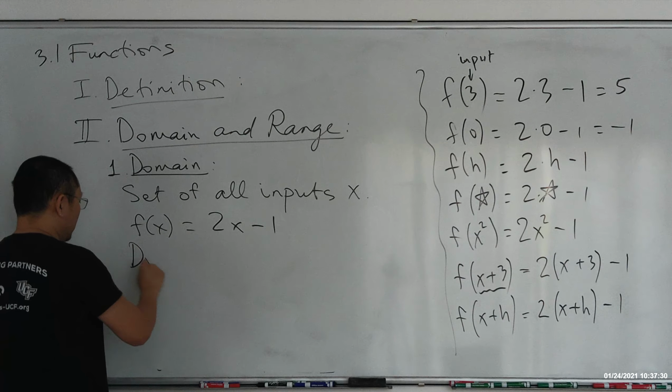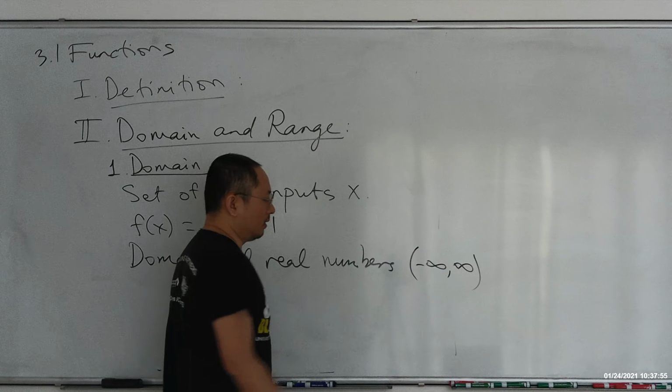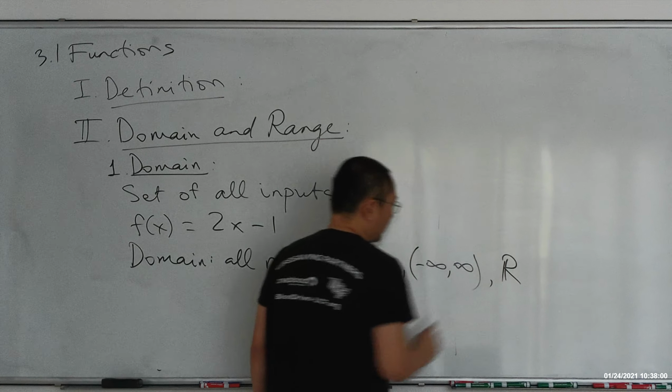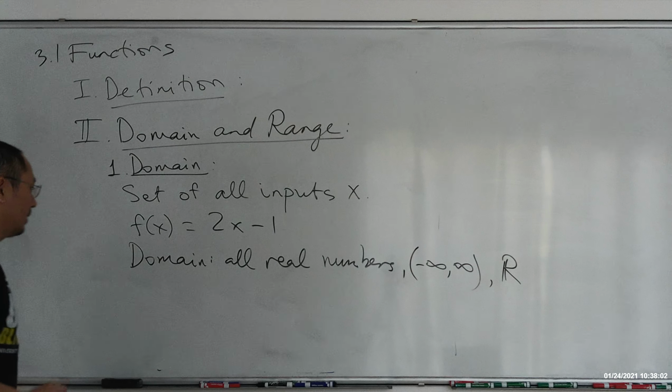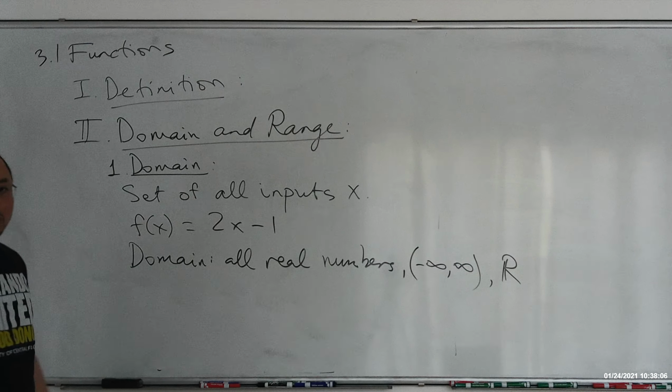Another way to represent all real numbers is to use interval notation: parenthesis negative infinity to positive infinity, or later on we just denote it by a capital R. It means all real numbers. Many ways. Now let me give you another example to show you that the domain may not be all real numbers.